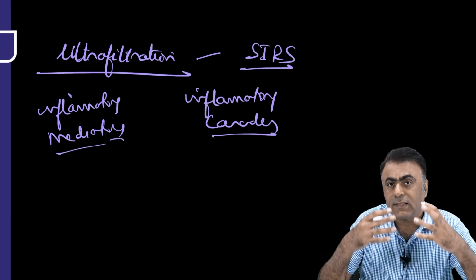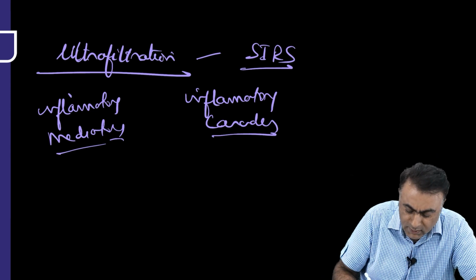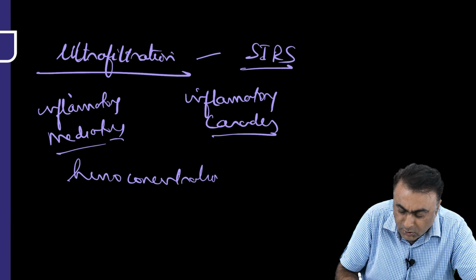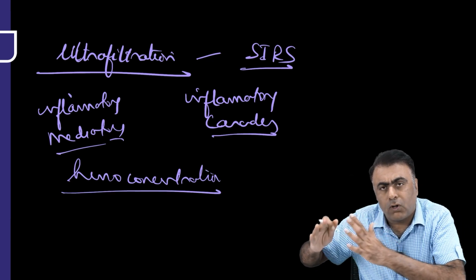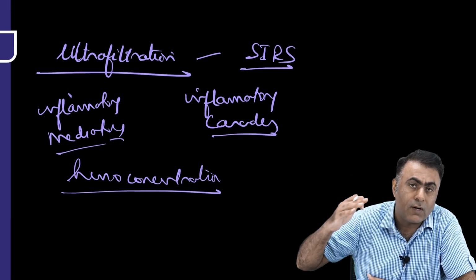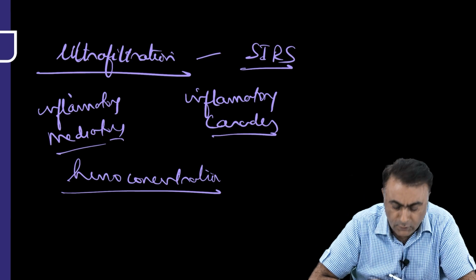And second, this ultrafiltration will help us in hemoconcentration of the blood. When we started, we wanted a hemodilution, but now we want the hemoglobin to come up again. So this allows a hemoconcentration of the blood. That is the role of ultrafiltration.